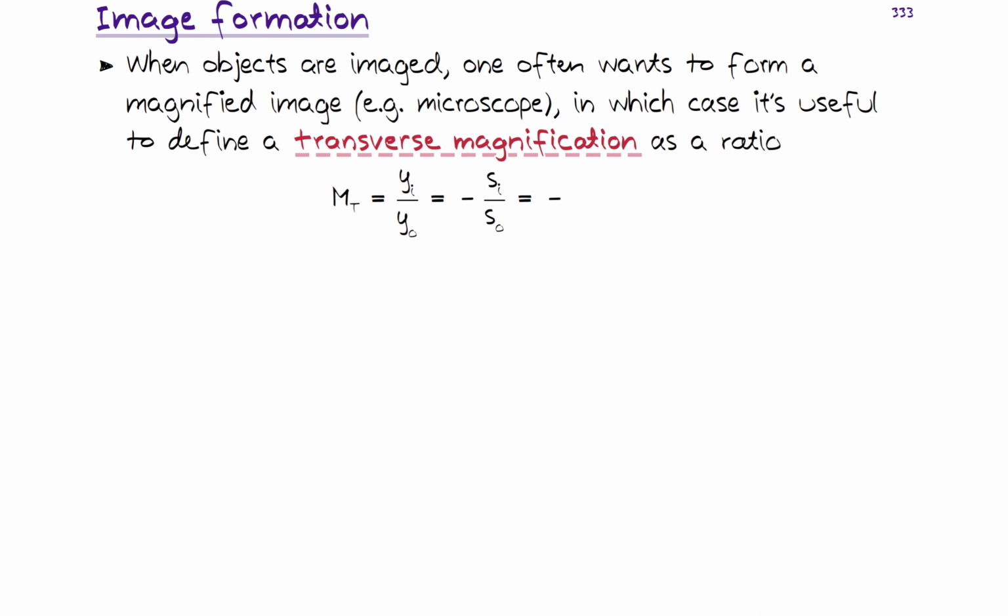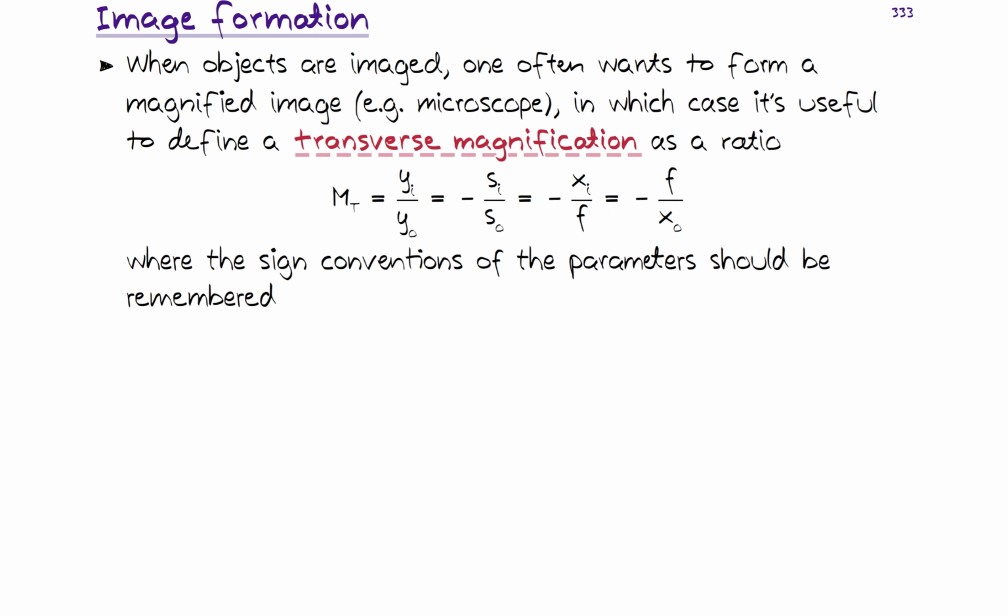So let's proceed. Now another equality, and this again follows from the trigonometry of things. So I can also write that the transverse magnification mt equals minus xi versus f. This is also what works, and this is just basically looking at the previous equalities. Please note the minus sign here again. And similarly, we can write the magnification with respect to f and xo. And please note here the sign conventions of the parameters. We should remember them, and of course we should understand physically what it means.